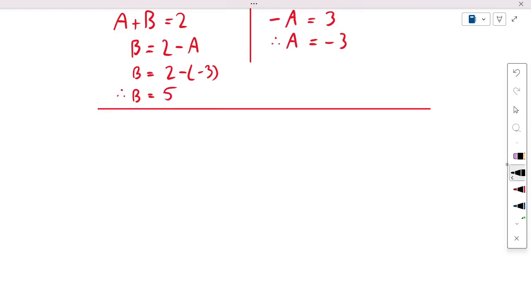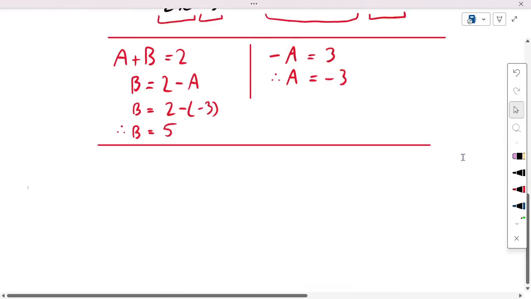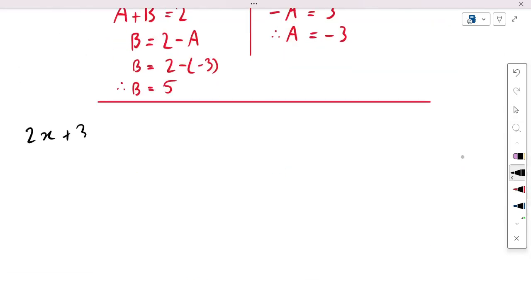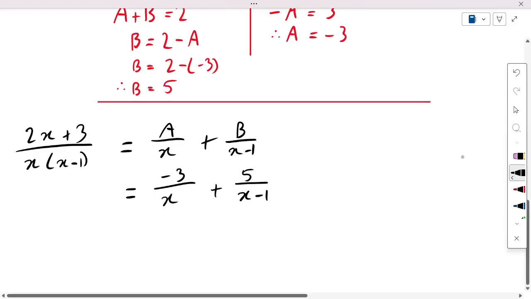Okay. Now from here, I'm just going to write it in the form of an equation. 2x plus 3 divided by x into x minus 1, our initial fraction that we took out, is going to be equal to our a divided by x plus b divided by x minus 1. And now we can just plug in our a and b values. Our a value is negative 3 divided by x plus b value, which is equal to 5 divided by x minus 1.